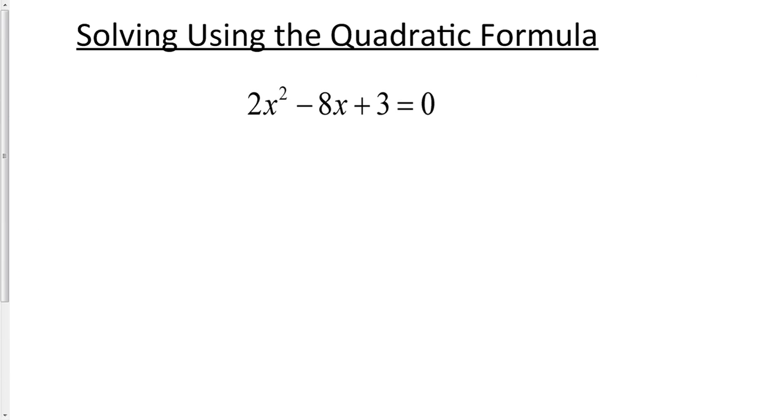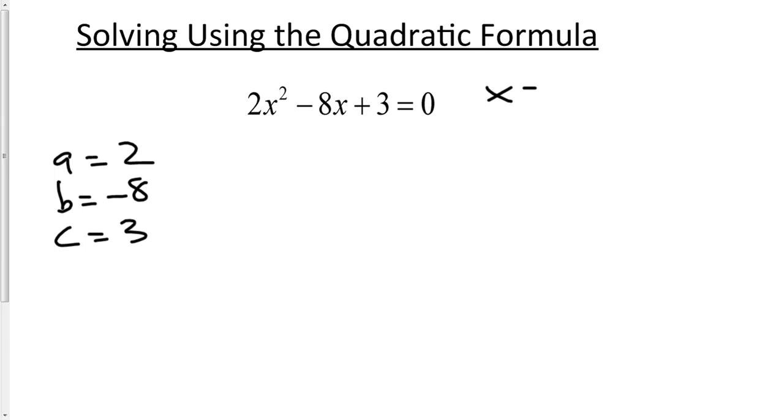In the last one, we're given a problem which is automatically in standard form, which is good for us because it means we don't have to rearrange anything. We're going to identify our a, our b, and our c. Our a value is positive 2, our b value is minus 8, and our c value is positive 3.